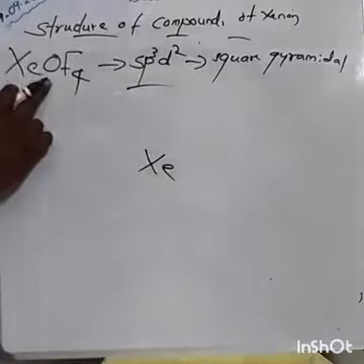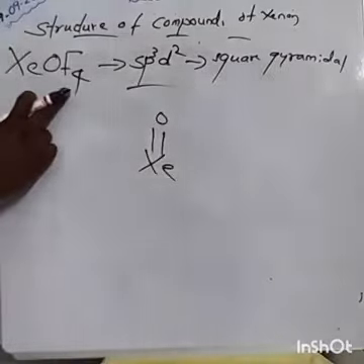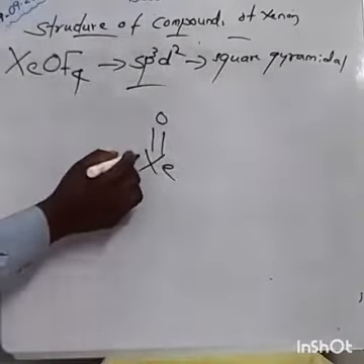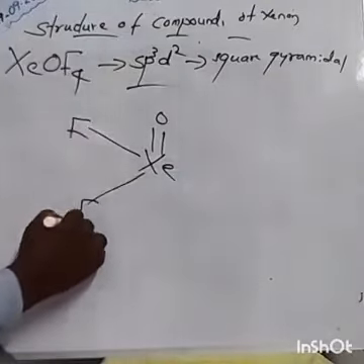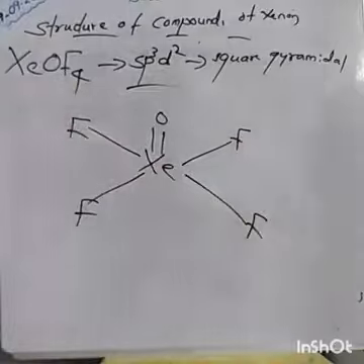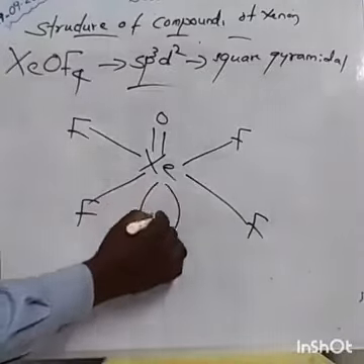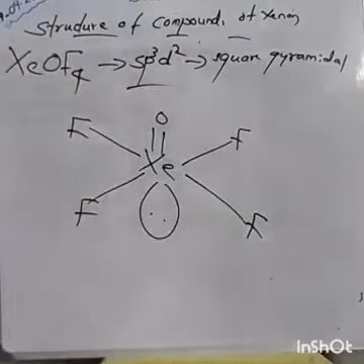How much oxygen is there? Only one oxygen. How much fluorine is there? Four fluorine: F, F, F, F. And also, here it has one lone pair of electrons. How many lone pairs? One lone pair of electrons. This is xenon oxytetrafluoride. Can you draw?